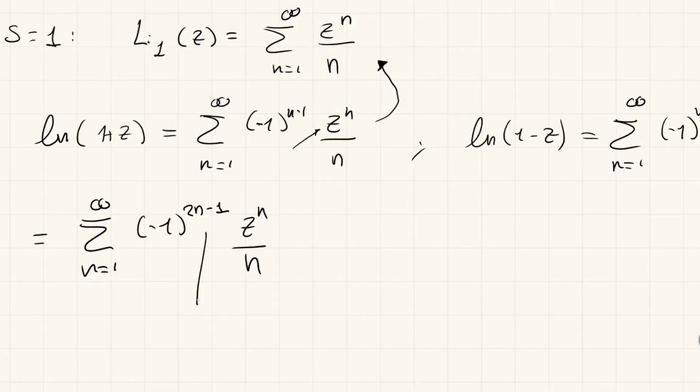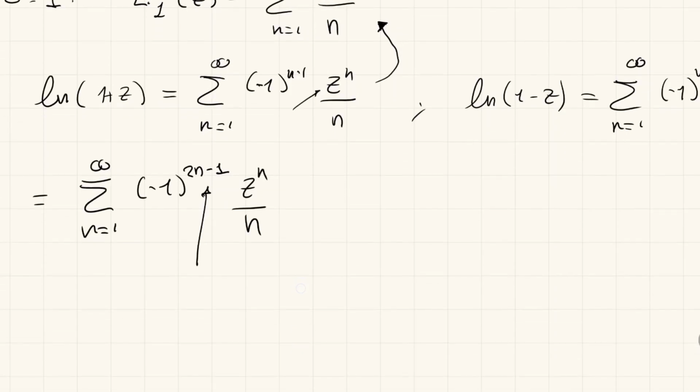And let's notice here that we are raising -1 to an odd power. 2n minus 1 for all n is always going to be an odd number. That means that we are going to raise -1 to an odd number, which is always going to be -1, that we can take out from the sum to establish that this is going to be equal to negative the sum from n equals 1 to infinity of z^n over n, okay?